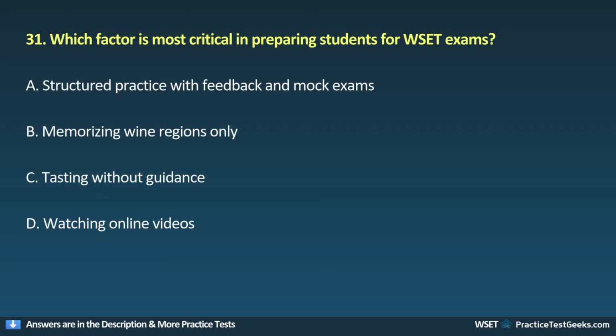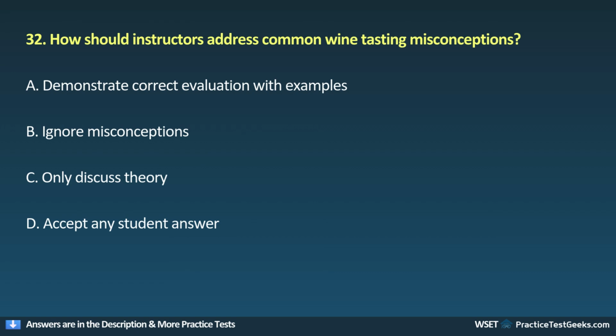31. Which factor is most critical in preparing students for WSET exams? A. Structured practice with feedback and mock exams. B. Memorizing wine regions only. C. Tasting without guidance. D. Watching online videos.